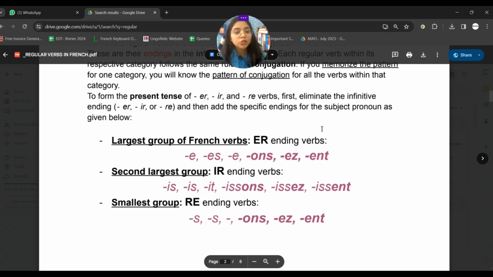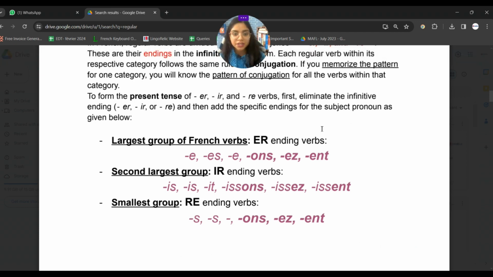Now let's talk about the smallest group of the verbs in French. You have RE ending verbs. For this, the specific endings after removing the RE ending are S and then again S for tu. For il, elle and on, you do not put any ending. There is only the radical after removing the RE. That's the only conjugation, but you do not put any ending here. Next would be ONS. With vous, it is EZ. And with ils and elles, it's ENT.